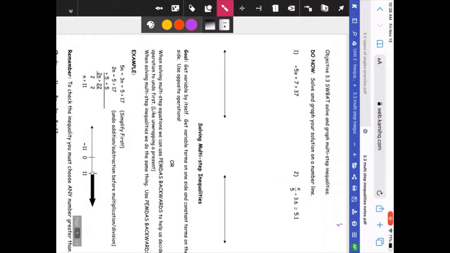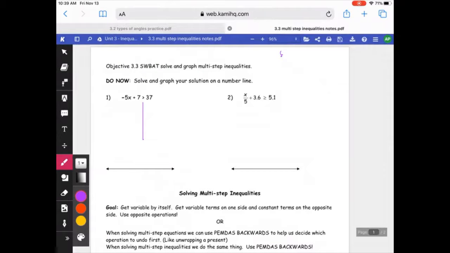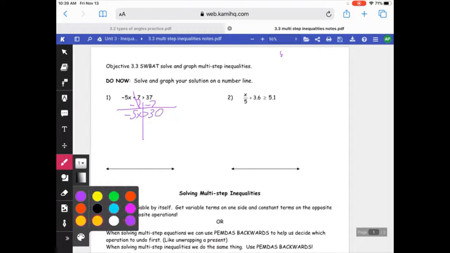We have negative 5x plus 7 is less than 37. So what we're going to do is, again, treat this exactly the same as a two-step equation. We're going to subtract 7 on both sides. On the left my 7s are going to cancel, and then we're going to be left with negative 5x is less than 30. Now since we have negative 5 times x, we're going to divide both sides by negative 5. Remember, when we divide both sides of an inequality by a negative number, we have to flip the inequality symbol. So we're going to get x is less than negative 6.